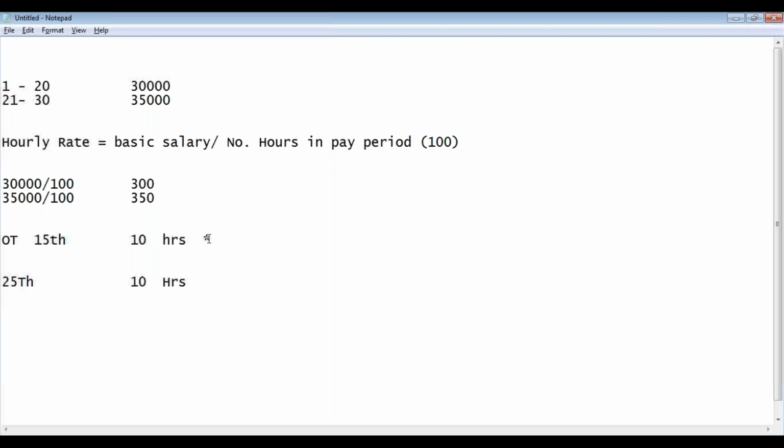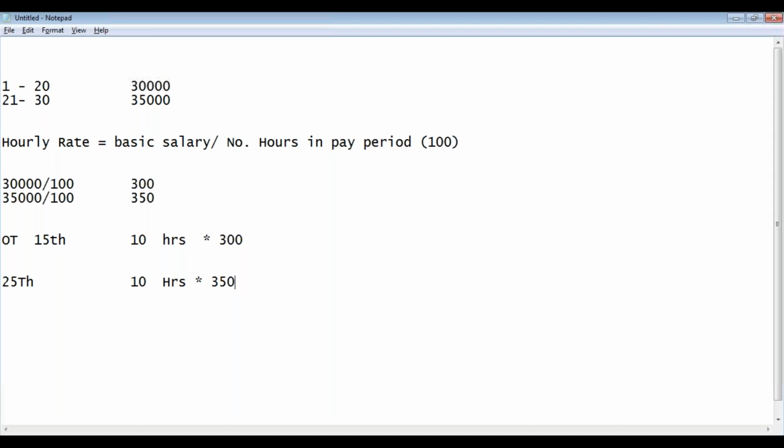That means this is the number of hours recorded on which date? 15th. The 15th is related to which period? First partial period. This 25th is related to which partial period? Second partial period. So here it is 300 into, and this is into 350. So again, without a split, this would not be possible. These are the reasons why the split is required.